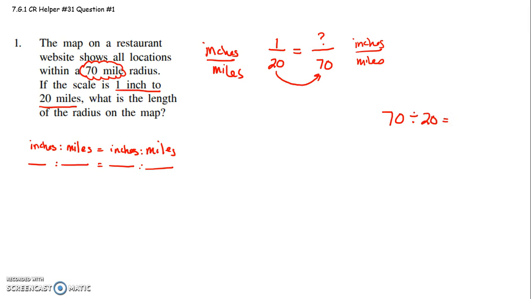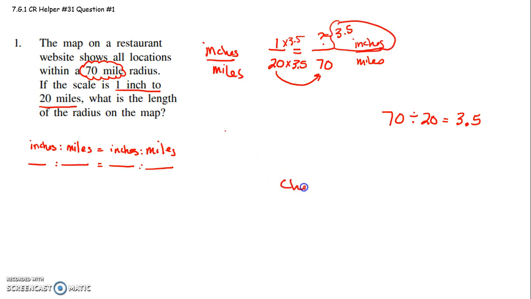So on your calculator, if you take 70 divided by 20, because this is to help you prep for your final exam, you get to use a calculator on your final exam. You can come up with 3.5. That tells you to multiply the numerator and denominator by 3.5. So that's 3.5 inches. So you know that 1 inch, oops, let's see if I can spell inches right. So 3.5 inches, there's your answer.